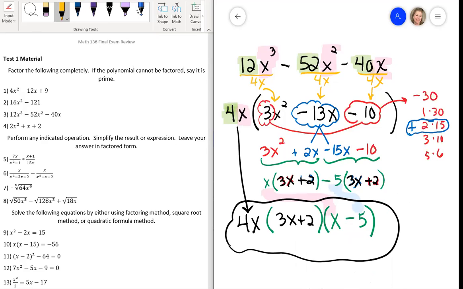Now, if that had been set equal to 0, because you might have a problem that says solve this for x, that's a totally different problem. If it said solve it for x, which means it would be equal to 0, you'd still have to put it in factored form. Then you'd say this x right here is 0, this x right here is negative 2/3, and this x right here would be 5. That would be taking it to the next level, which is actually what they have you doing on numbers 9 through 13, it looks like. Solve the following using factor method, square root method, or quadratic formula.